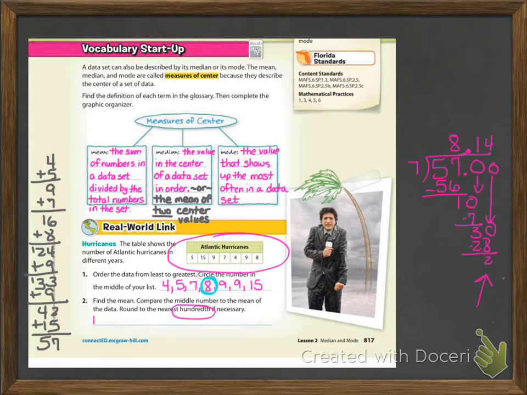So I found that the mean for this problem was 8.14. And yes, sometimes, and many times actually, your mean will happen to be a decimal.